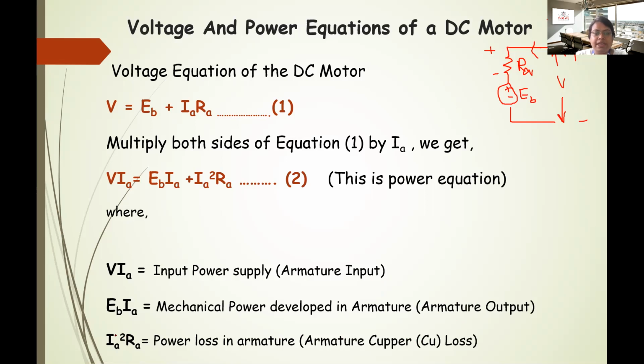And Ia square Ra is the power loss in the armature. The power loss in the armature winding is called Ia square Ra, meaning copper losses. Armature copper loss is equal to Ia square into Ra. So this is the voltage equation of the DC motor, and this is the power equation of the DC motor.